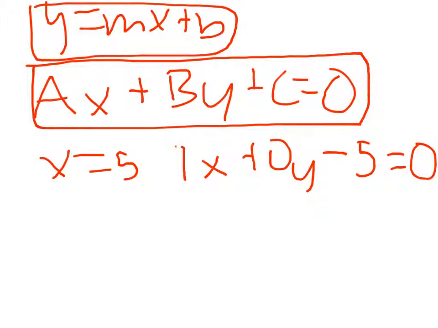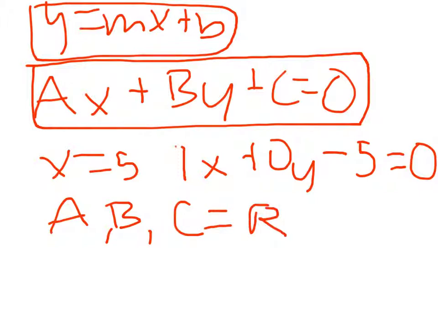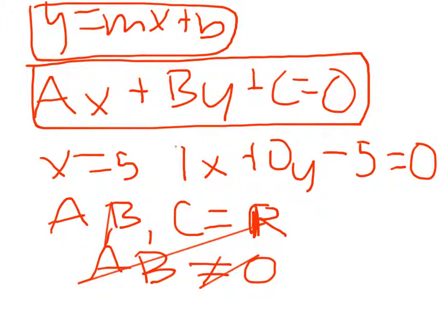So then A, B, and C are all real numbers. That's the little real symbol. And A and B both cannot equal 0. So there's your general form.